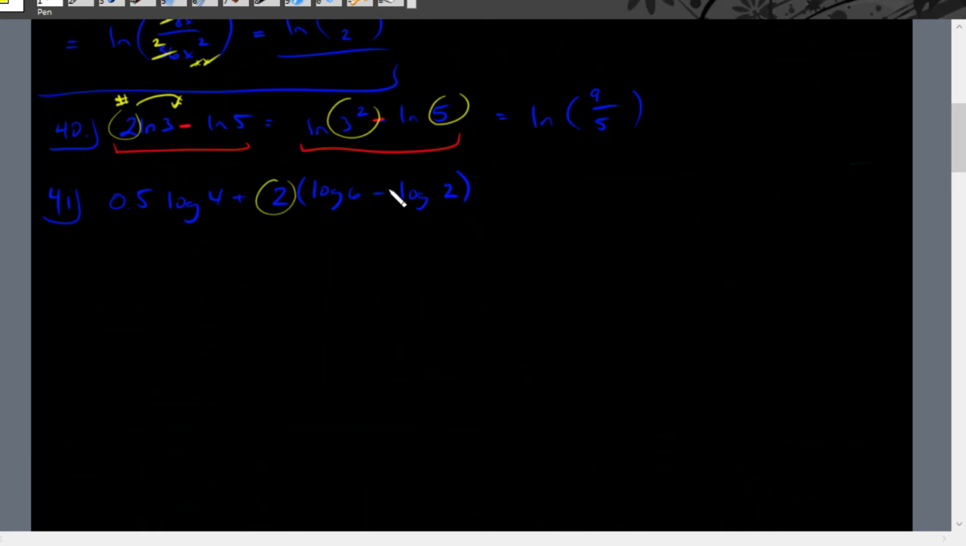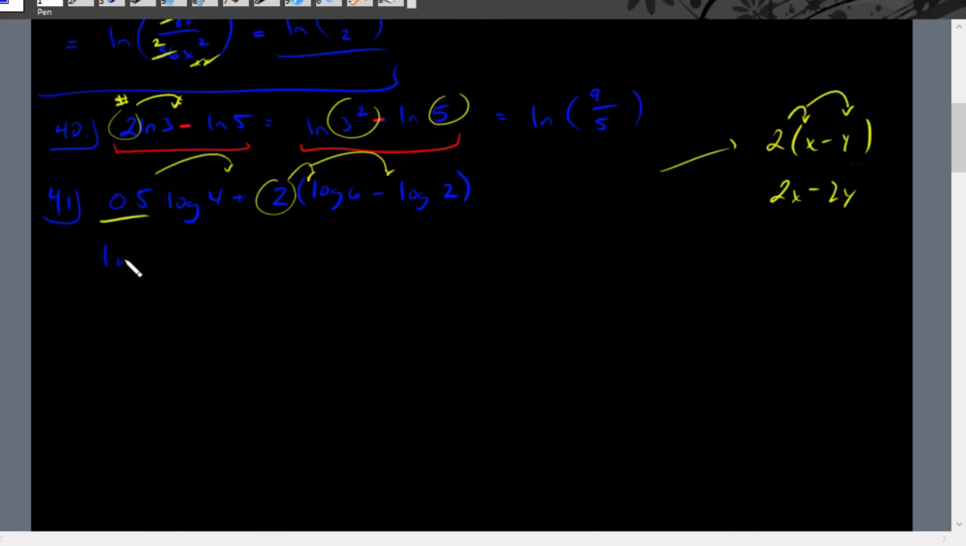What we can do, however, just like you would over here, so imagine you have this situation, well, in our case it's minus. You can distribute that 2. Now 2x minus 2y. This is what we want to do. So you want to distribute the 2 in. That's what we'll do first. Actually, on that same step, we'll move the 0.5 up here. All right. So now we've got this done.